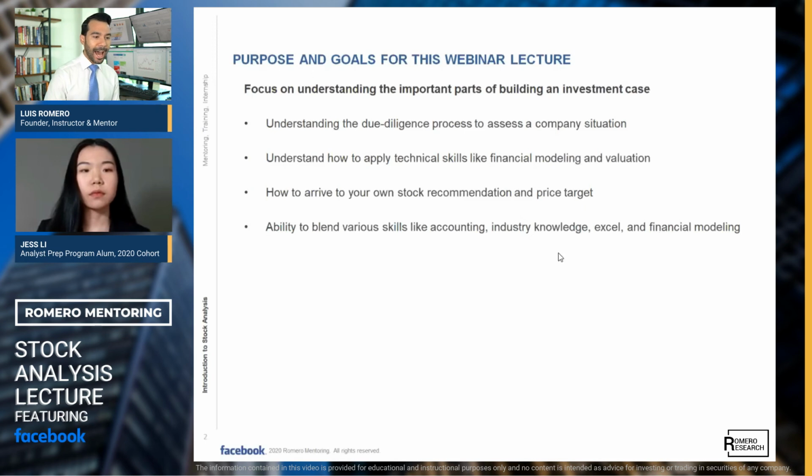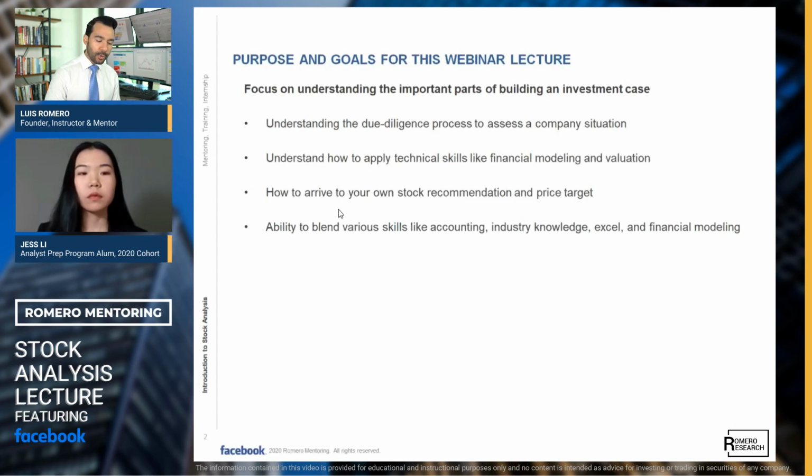The second one is how to apply technical skills. And what are some of these technical skills? Well, we're talking about accounting, financial modeling, valuation, like a DCF, comparable company analysis. Many students, obviously in our program, hear these concepts or buzzwords in finance but don't really understand the meaning behind them. So with this webinar, we're hoping to give you more insight so that you can have a clear understanding of what that is and what it means.